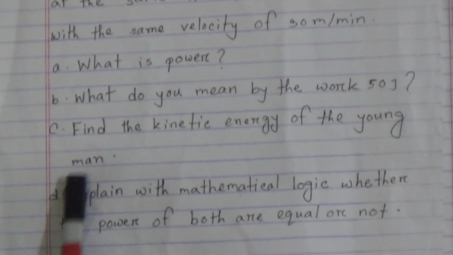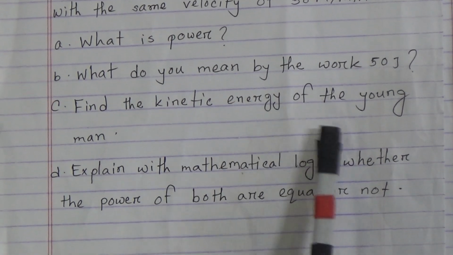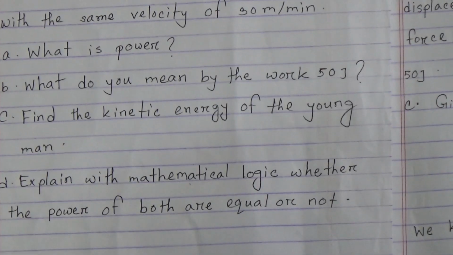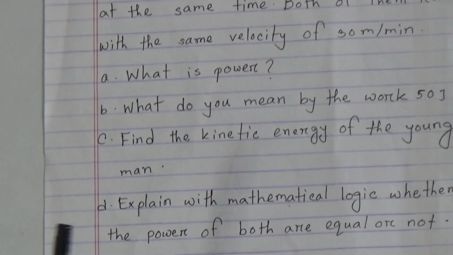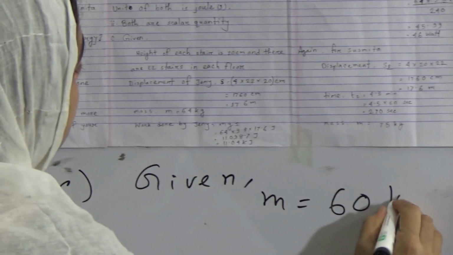Now question number C, find the kinetic energy of the young man. My dear students, now we have to solve this question. We have to find out the kinetic energy of the young man. Given, the mass of the young man, m equals 60 kg. Then the velocity: both of them ran with the same velocity of 30 meter per minute. That means the velocity of the young man is 30 meter per minute.